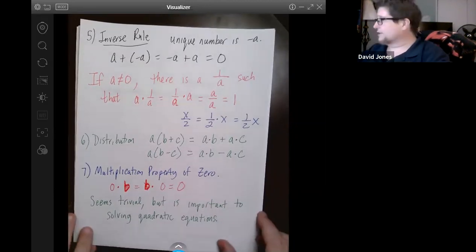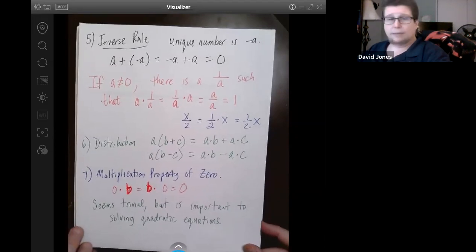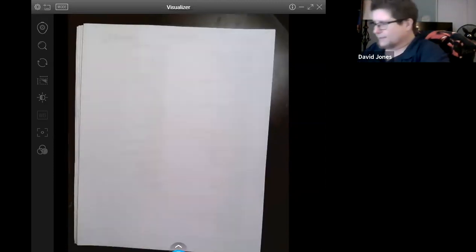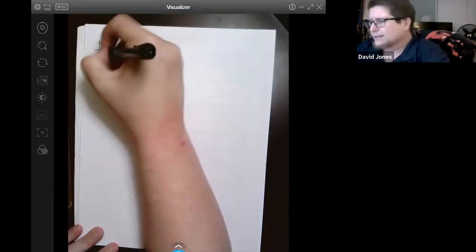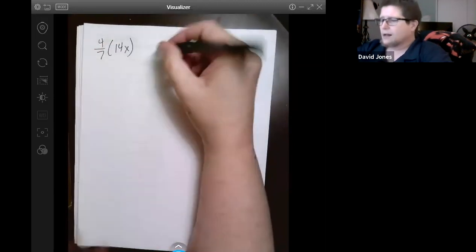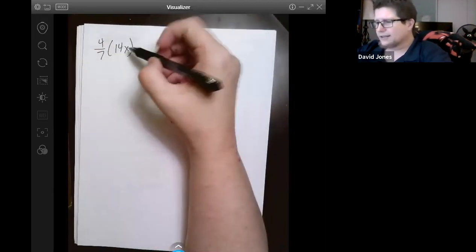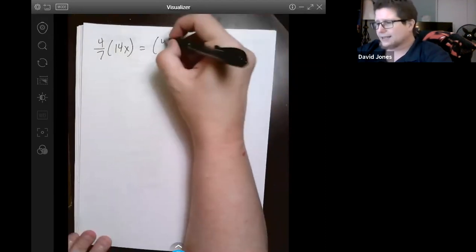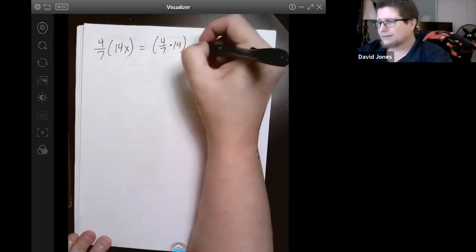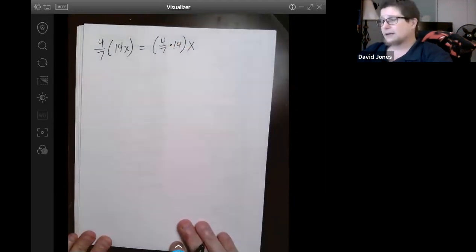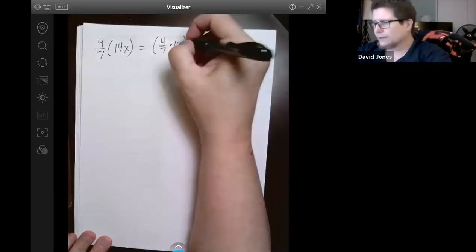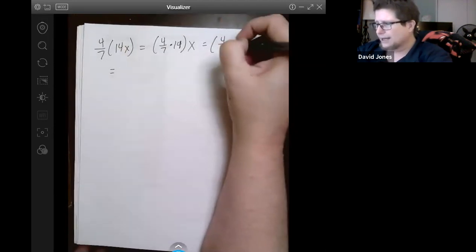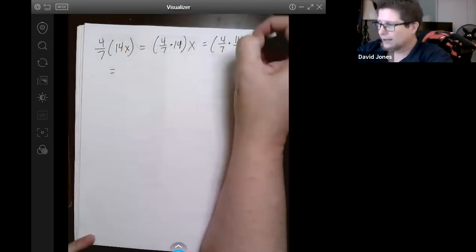So let's look at some stuff we can do. Pause it if you need to. We could have something like 4/7 times 14x. And this is 14 times x. Using that associative rule, I can say this is 4/7 times 14, and the x is on the outside. And when you have a whole number like this, I'll do it over here, I can rewrite that 14 as 14 over 1. It's still the same value.